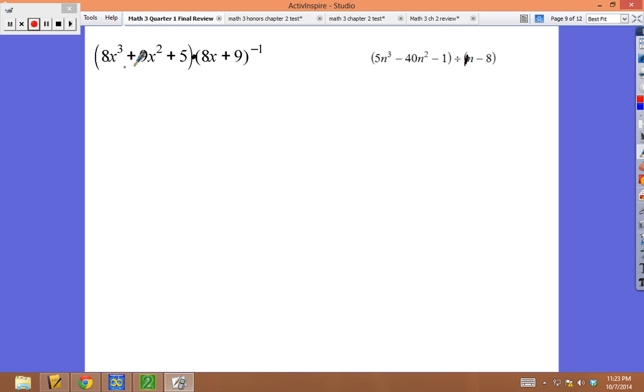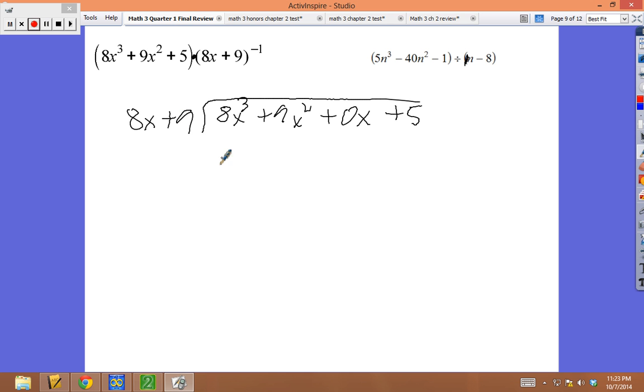This trinomial is a little bit tricky because they're skipping a degree. So they've got a cubic and then they've got the quadratic, but they're skipping the linear. So in its place, I'm just going to put 0 x's, plus 5, and they're going to divide that by 8x plus 9.